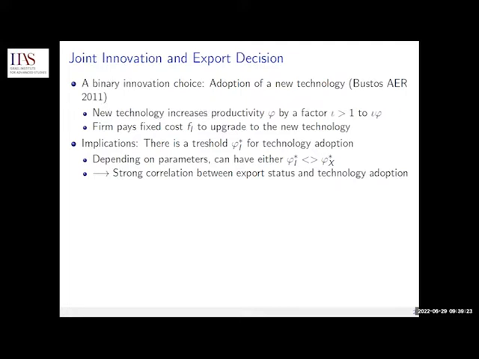The more productive firms are going to adopt the new technology. And then you can superimpose that on a model of trade, where you have the same kind of selection forces. Think of this as a cutoff where you want to export. Depending on these parameter choices, you can get the cutoff for adopting the new technology to be below or above the cutoff for export. The main point I want to make is that you already deliver something that you see very strongly in the data, which is that new exporters invest in these new technologies.